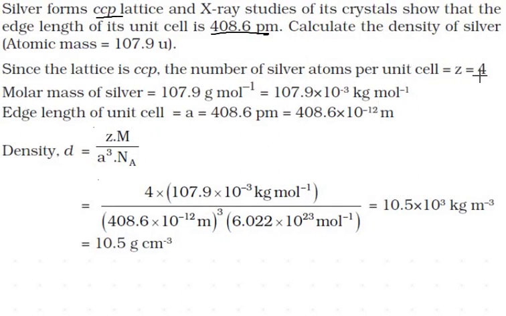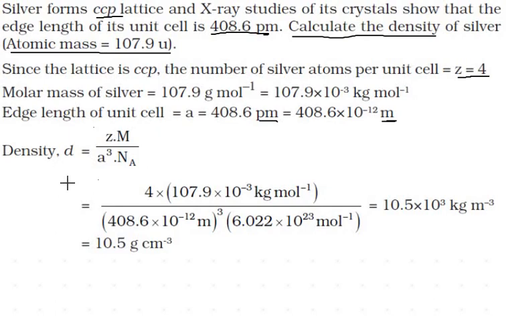The value of Z becomes 4. Okay, and edge length is also given, 408.6 picometer. So first you need to convert this into meter. Later you can convert this into centimeter also, no problem. If it is in centimeter, it would be 10 to the power minus 10 centimeter. Now calculate the density. So what we are supposed to find? The density of silver, and the atomic mass is given, 107.9 unit.